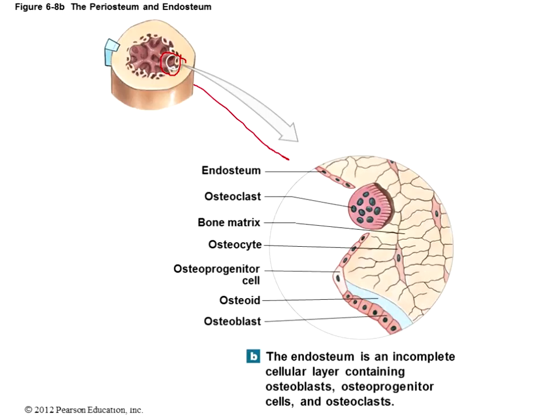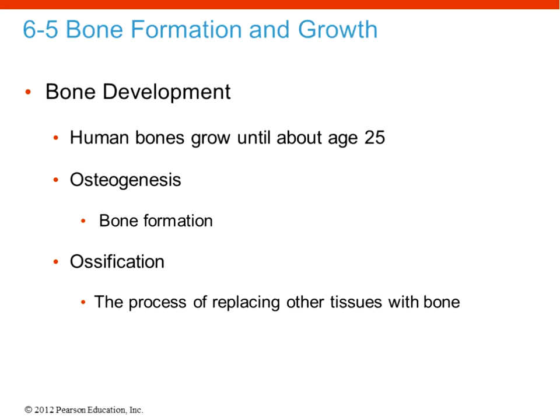So here you can see the inner layer, right? And this section's been sort of ripped up. You can see the endosteum. You can see osteoclasts. You can see osteoprogenitor cells. You can see osteoblasts forming bone matrix. You get a nice feel, there's some mature osteocytes in that location.